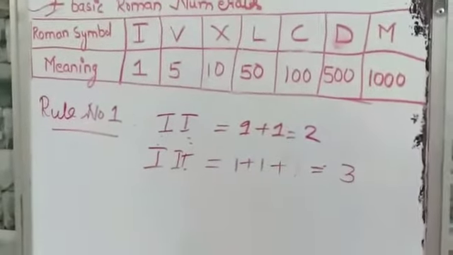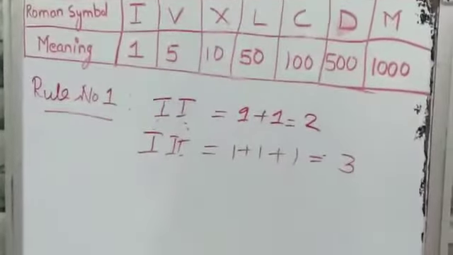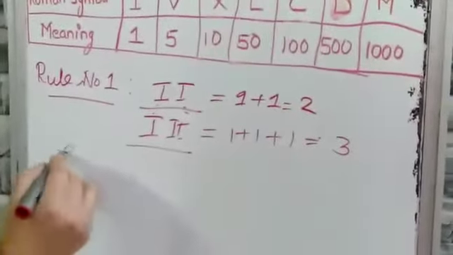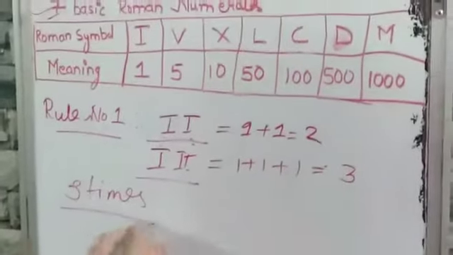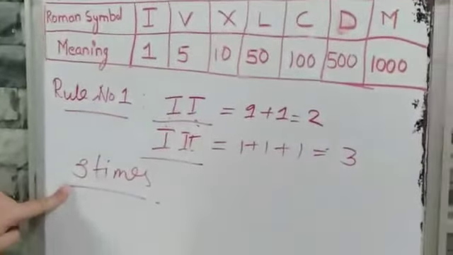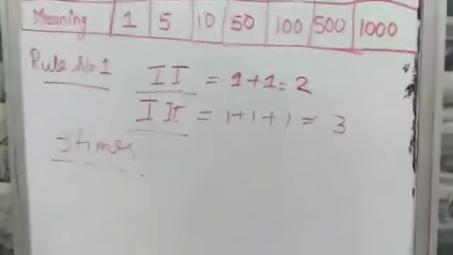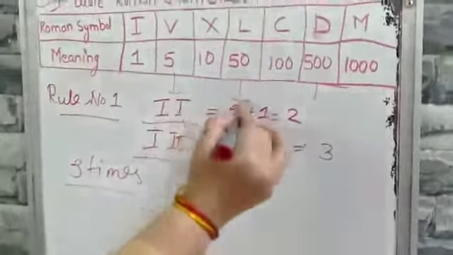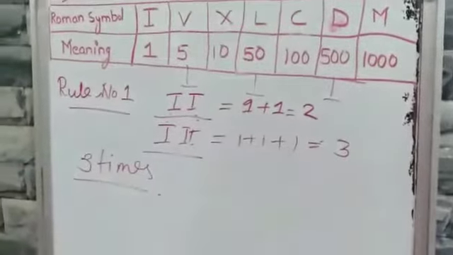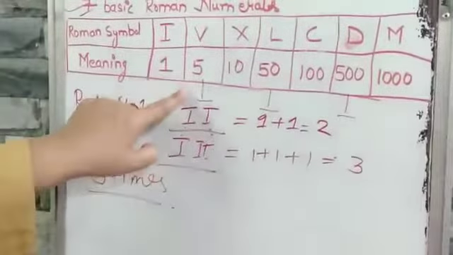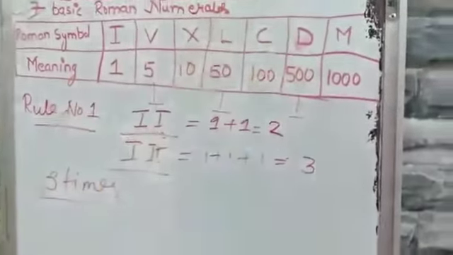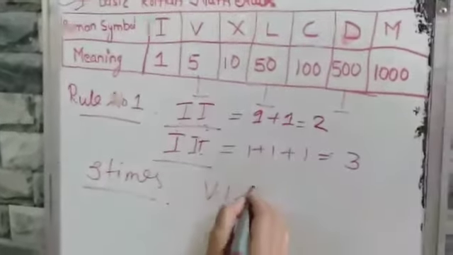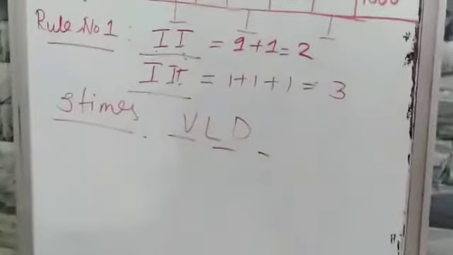In the same way, if any symbol is repeated, we add its value. But remember, there is a limit. The same symbol is not repeated more than 3 times. We can repeat any symbol but only 3 times. But the symbols for 5, 50 and 500 move on another track. That is, V, L and D cannot be repeated. They appear only once.